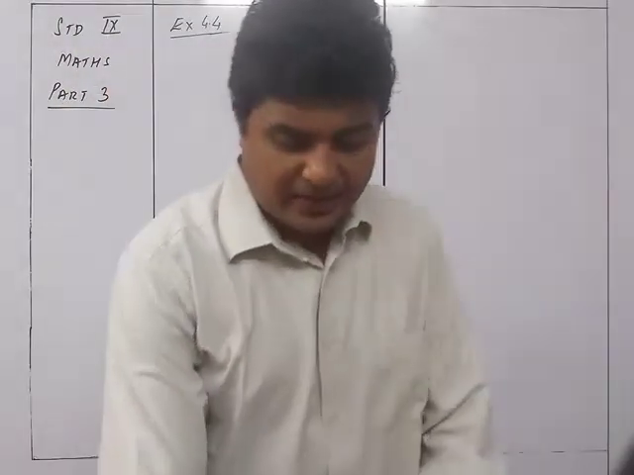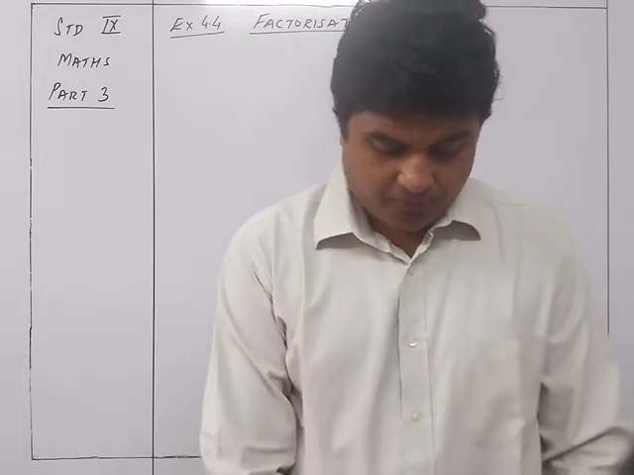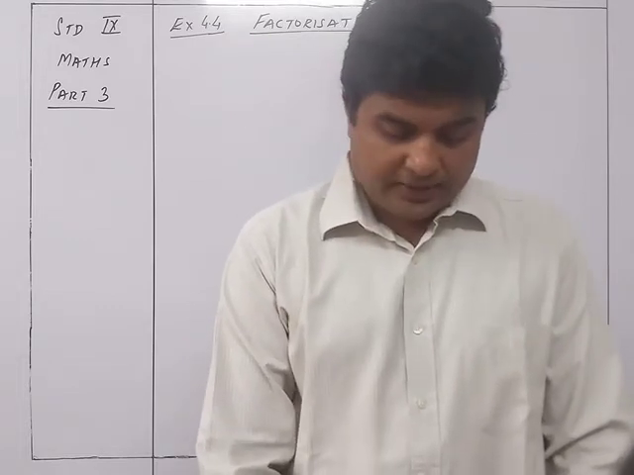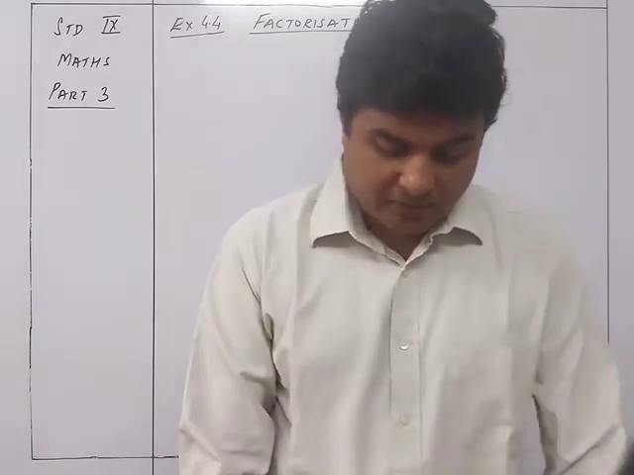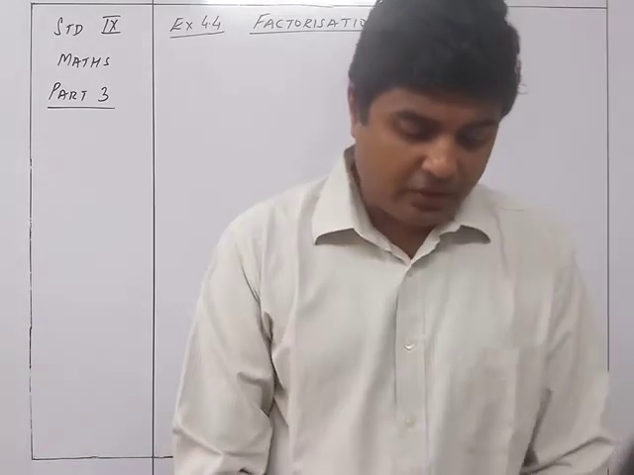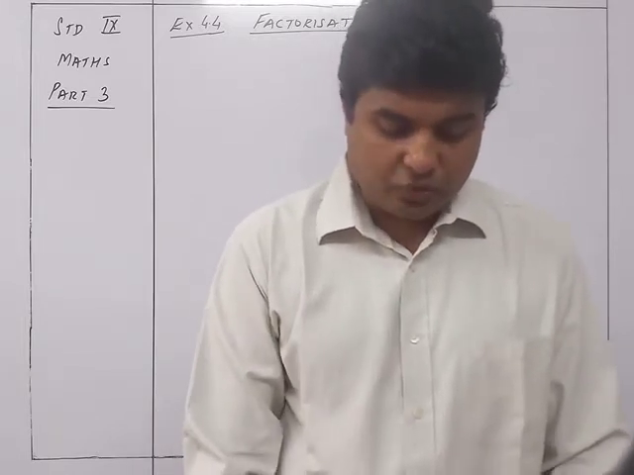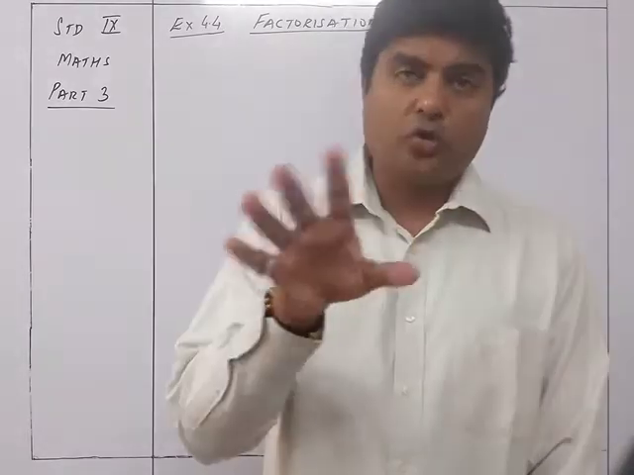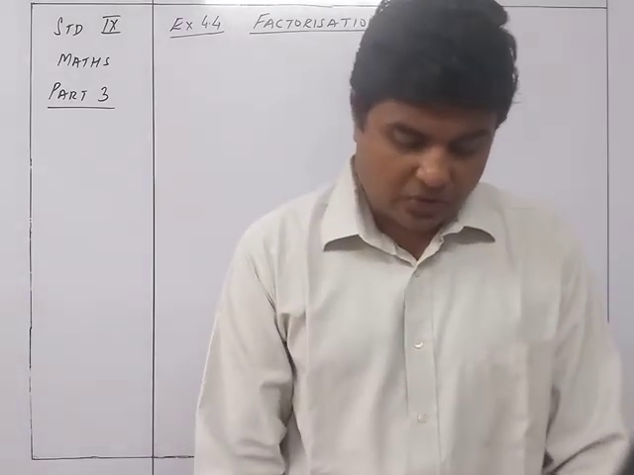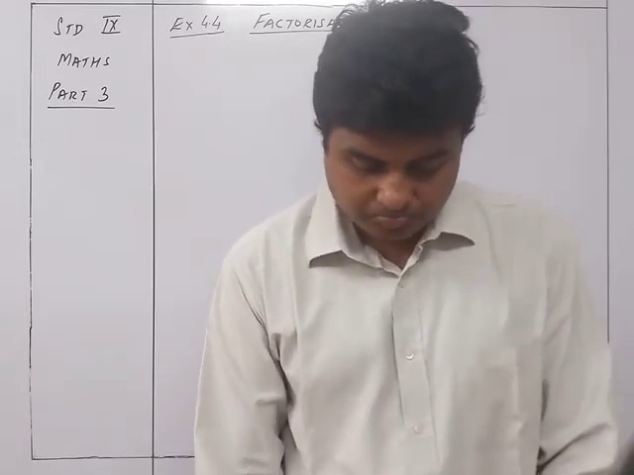So we now continue with factorization, and now we are on exercise 4.4. Exercise 4.4 is based on the point that a trinomial will be given to you, and you have to split the middle term in such a way that it gives you the form of four terms. So basically the three terms you are going to convert into four terms, and then you are going to solve this thing.